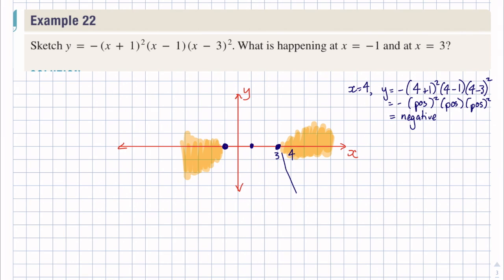So it bounces off here because that's a squared. We go through here. We don't know whereabouts it's going to turn around. And it bounces off there because that's another squared. So what is happening at x equals -1 and x equals +3? It turns around completely at those points. Later on, you're going to learn that the proper terminology for that is a stationary point, but you don't know that, so shh.